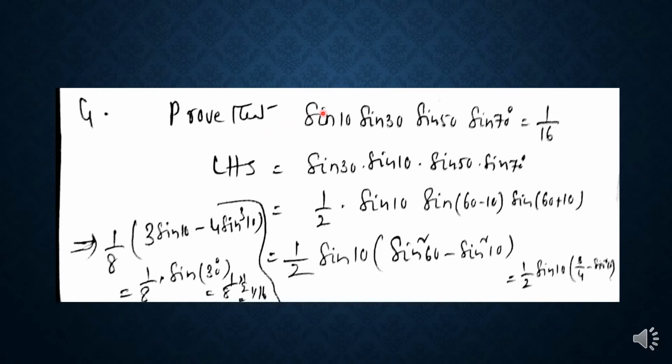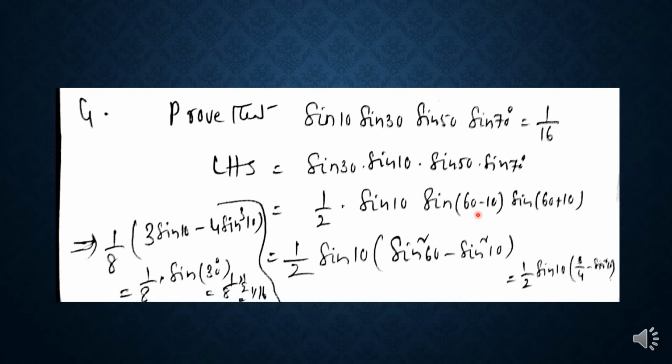So in these ratios, we know the value of sine 30. So I am writing sine 30 at first, into sine 10 into sine 50 into sine 70. So what is the value of sine 30? That is 1 by 2, into sine 10. Here sine 50 can be written as 60 minus 10, and 70 can be written as 60 plus 10. So this is in the form of sine of a plus b into sine of a minus b.